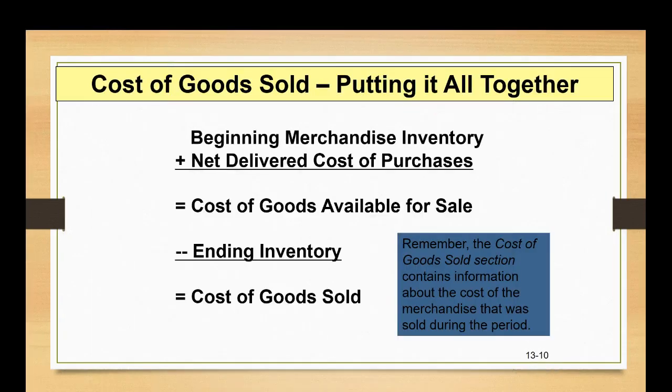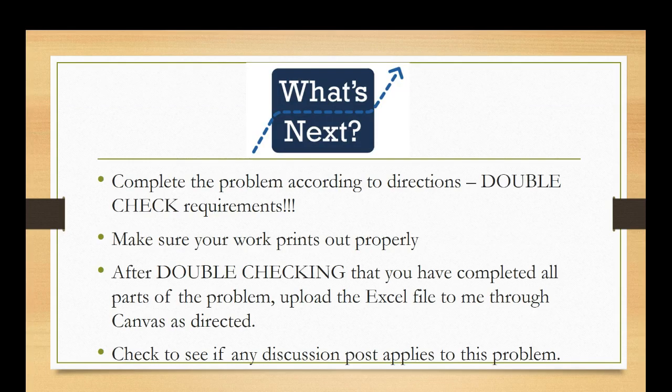So once again, here's what it would look like, and this is what I would expect your cost of goods sold section to look like. You're going to take your beginning inventory, you'll add in the net delivered cost of purchases, which for us is going to be just purchases. That will give you the cost of goods available for sale. You'll subtract out the ending inventory because of course that wasn't sold, and that will give you cost of goods sold.